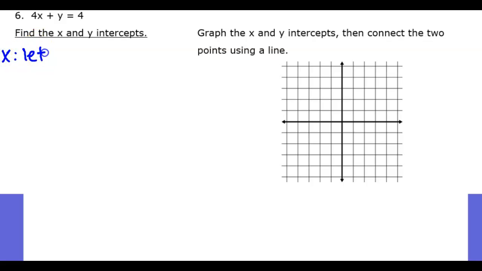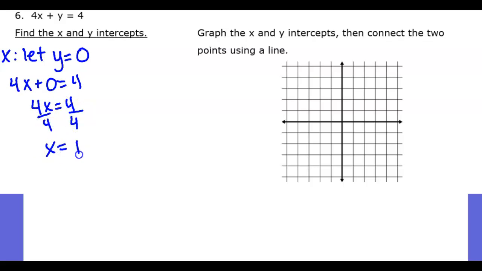My x, I let my y be 0. Okay, 4x plus 0 equals 4. 4x is equal to 4. And I divide by 4. My x is 1. So there's my x-intercept. It's at 1, 0, right there. Okay, don't forget, this is your x-axis, this is your y.